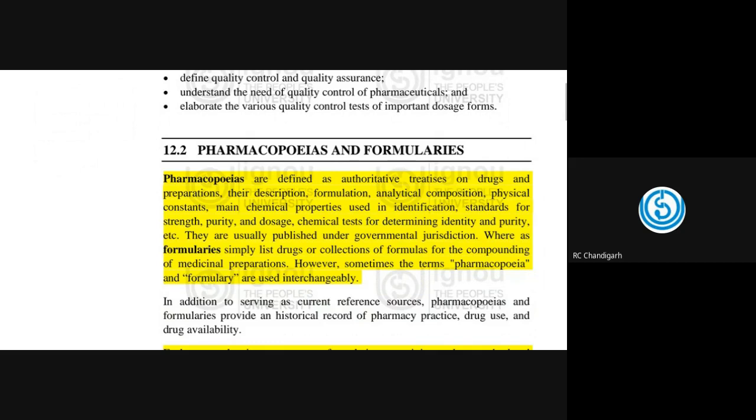However, sometimes the terms pharmacopoeia and formulary are used interchangeably. But there is a difference. Pharmacopoeia covers the overall anatomical, physical, chemical, and strength, purity and dosage data of the drug. The whole data for the drug is in pharmacopoeias, and formularies are just the list of drugs which are present in that pharmacopoeia.